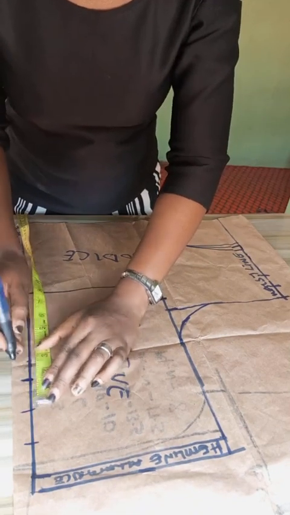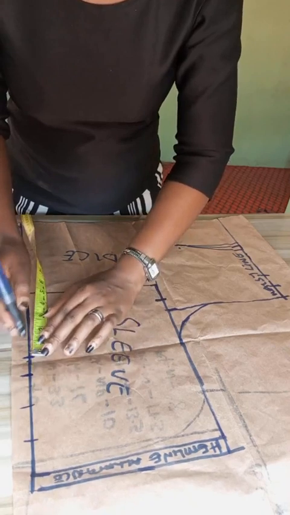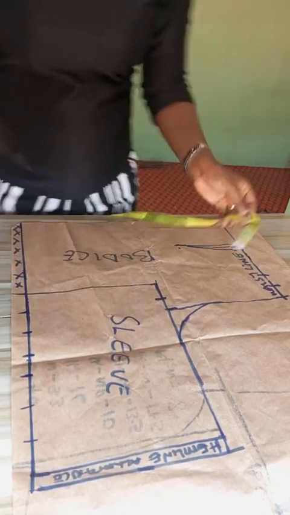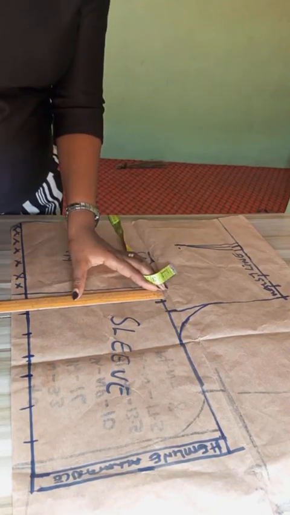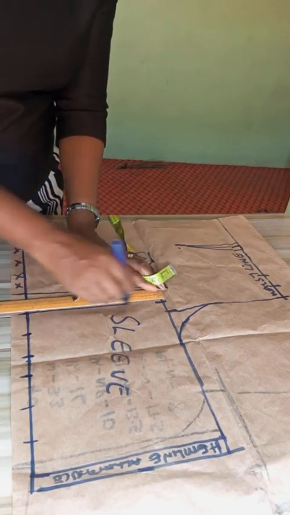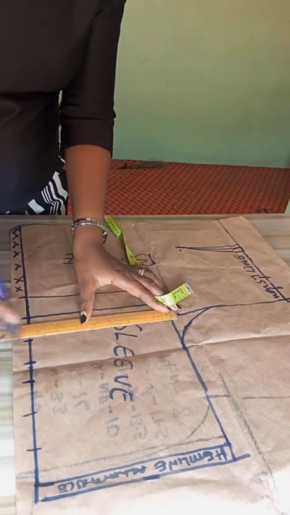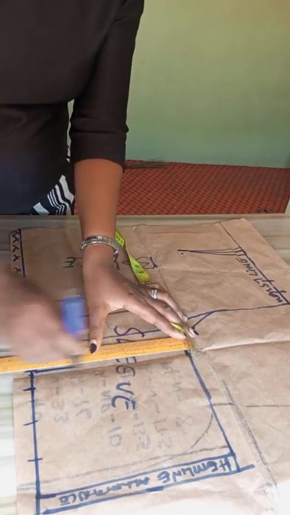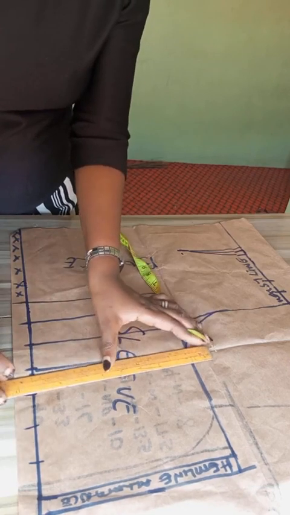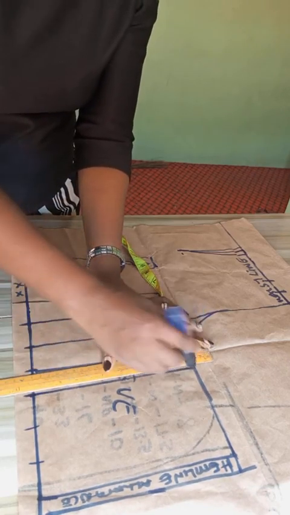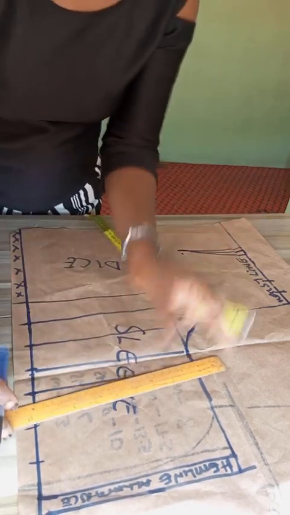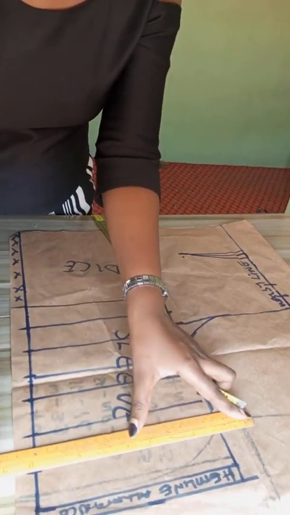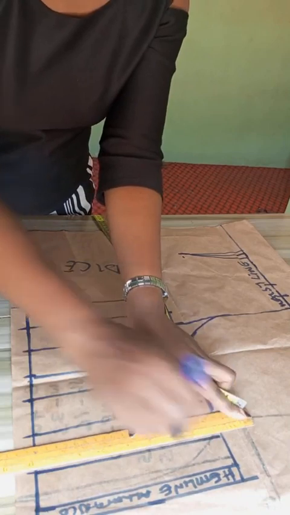Next thing that we're going to do is that we have a gathering effect. There is a gather at the sleeve. To create that, we want to use the slash and spread method. So I use a 1.5 inch gap to slash and spread my sleeve. I marked 1.5 inch, 1.5 inch. So here we go.